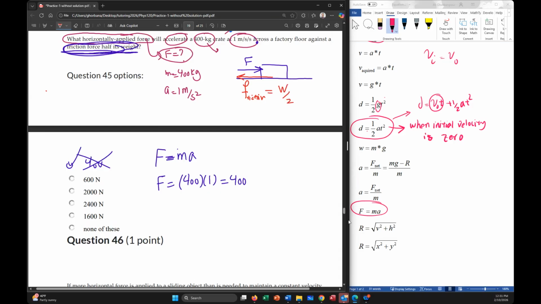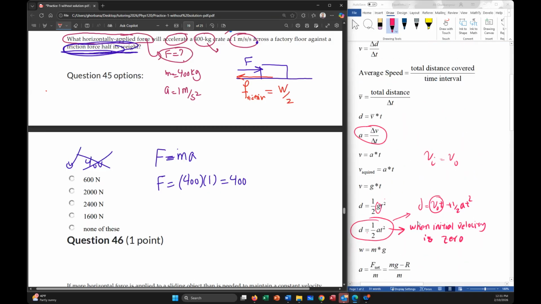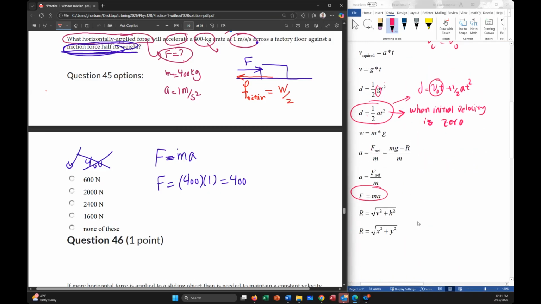What is the weight formula? Look at here. Weight is somewhere. There you go. Mass times gravitational acceleration. mg divided by 2, yes? Weight. It's telling that the friction is half of weight. Okay.